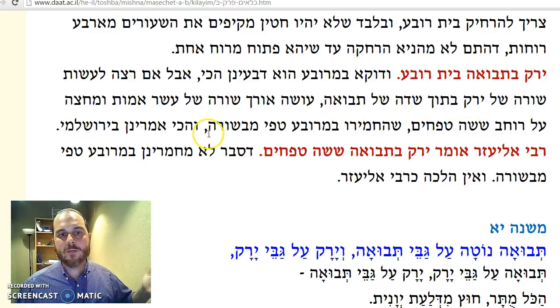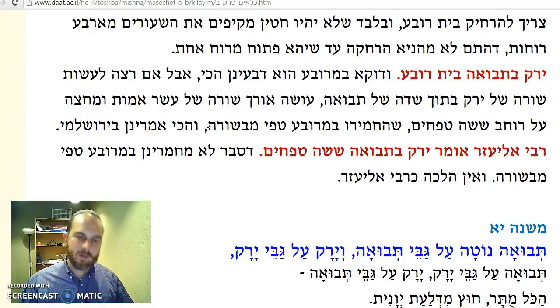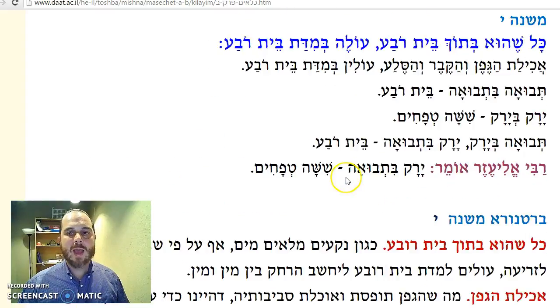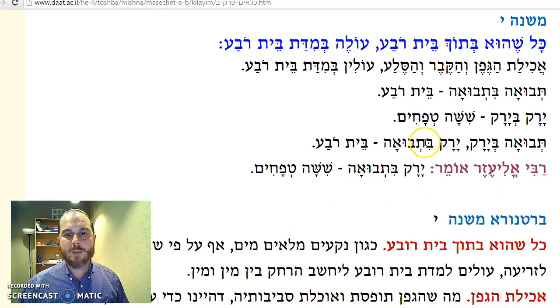Shechmiru b'meruba tfei b'shura, because the Chachamim were more strict about a square than a shura. Therefore, Rabbi Eliezer says in yerek b'tvua, if I wanted to plant vegetables in my grain field, shisha tfachim, all I need is 6 tfachim. Why? Rabbi Eliezer felt, lo machmerinan b'meruba tfei b'shura. Why should I be more machmir for my square vegetable field than I would with a row? But obviously, in halacha, Rabbi Eliezer, and in this case, tvua b'yarak b'tvua, you have to separate a Beit Rova.